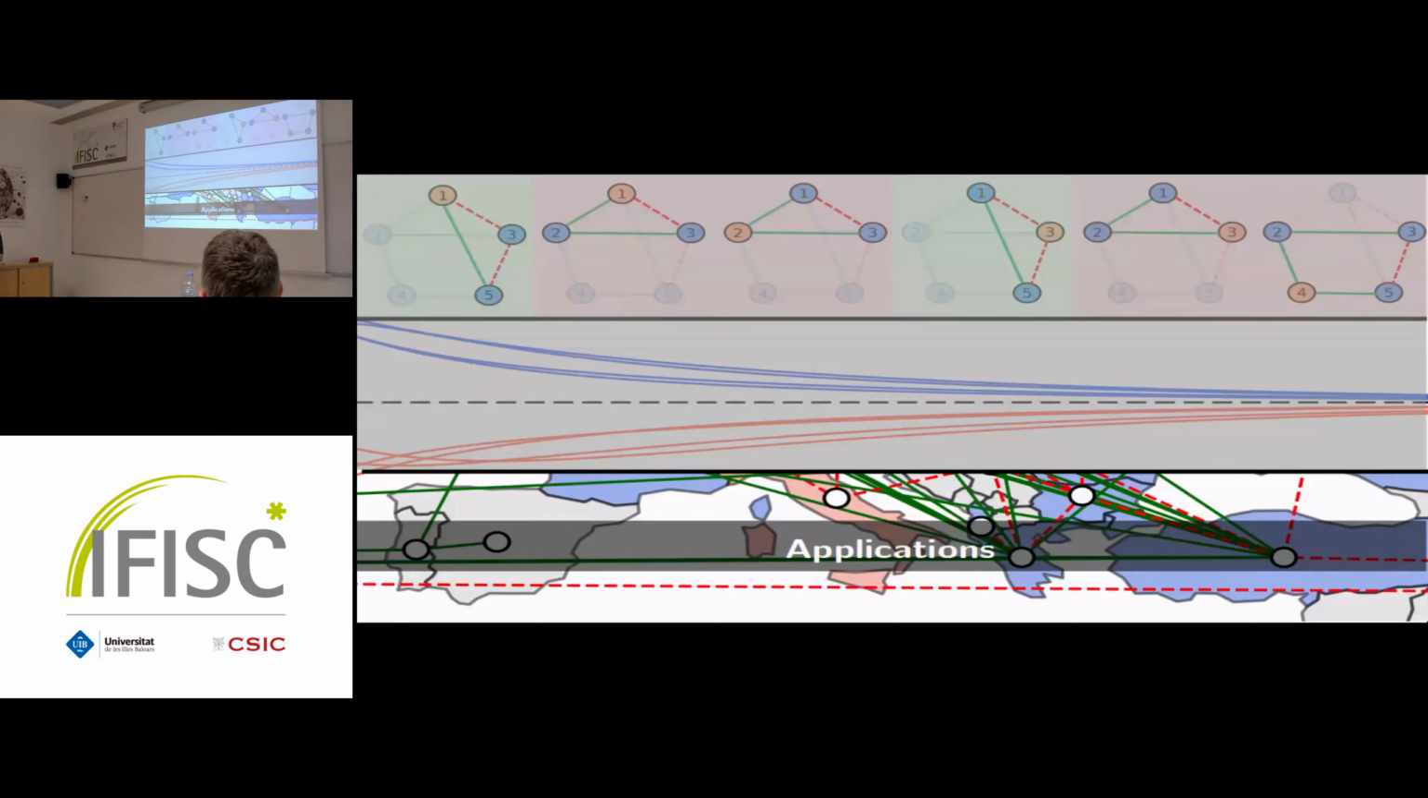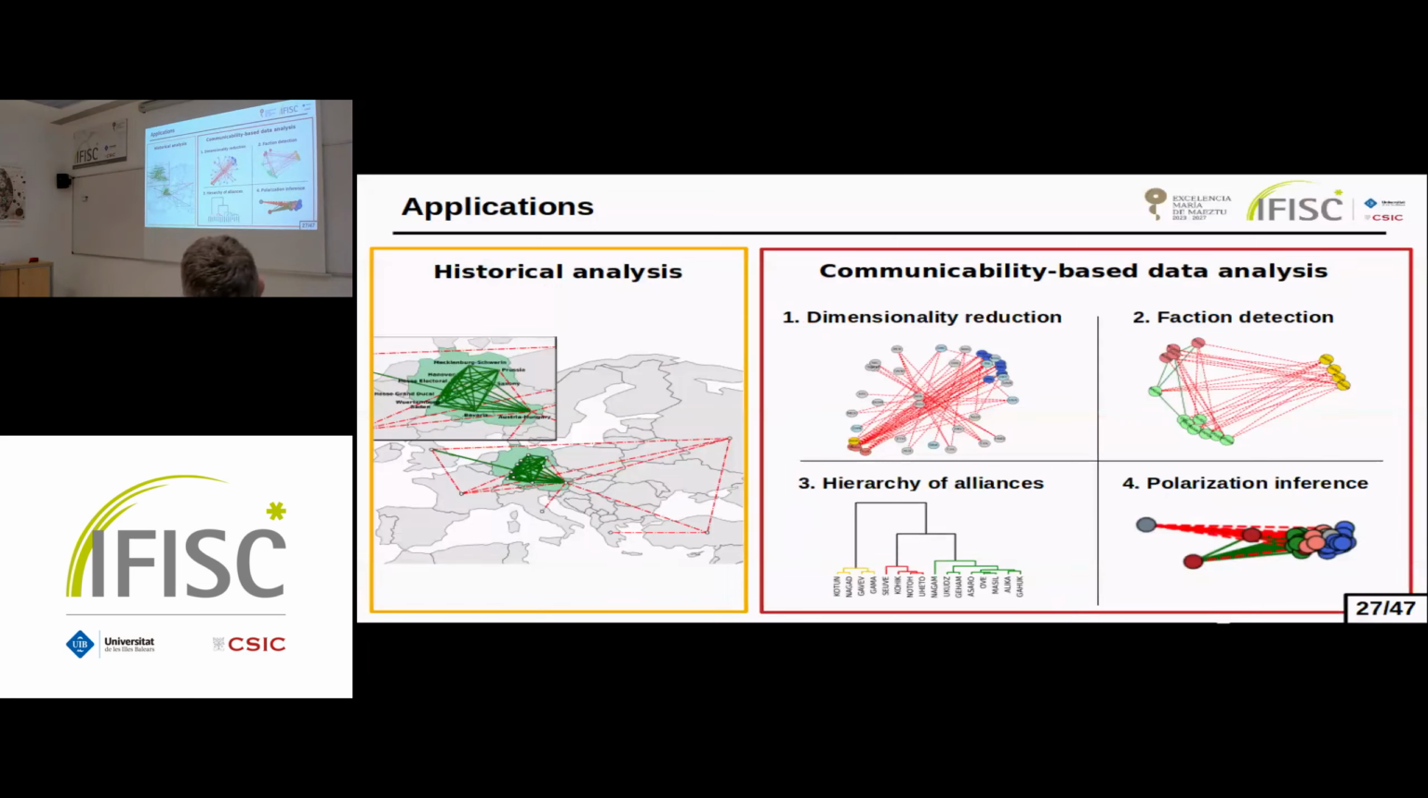And finally, let me finish by exploring some applications of all the equations I discussed. Now, the good news is that there is no more math. Now the people who don't like math can join us again if you want. The two applications that I will discuss are, first, the use of the local balance index to understand historical systems, and second, the use of the communicability angle to analyze data that comes from signed networks.